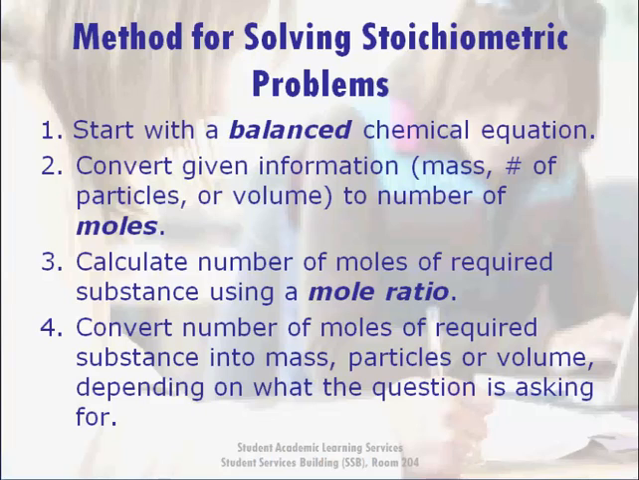Number 3, now calculate the number of moles of the required substance, and you will do this using a mole ratio. You obtain this mole ratio, of course, from your balanced chemical equation. And finally, number 4, convert that number of moles of the required substance into either a mass, a number of particles, molecules, or atoms, or into a volume. This will also depend on what the question is asking for.